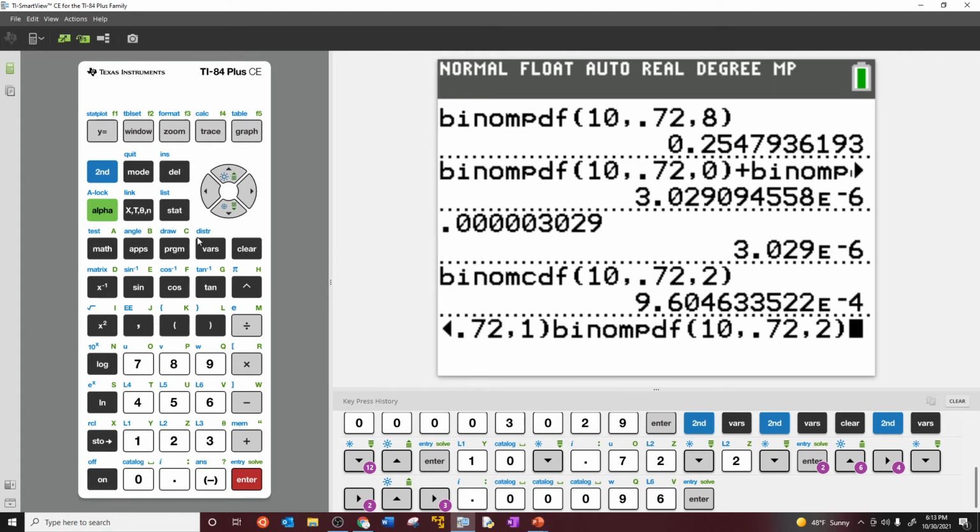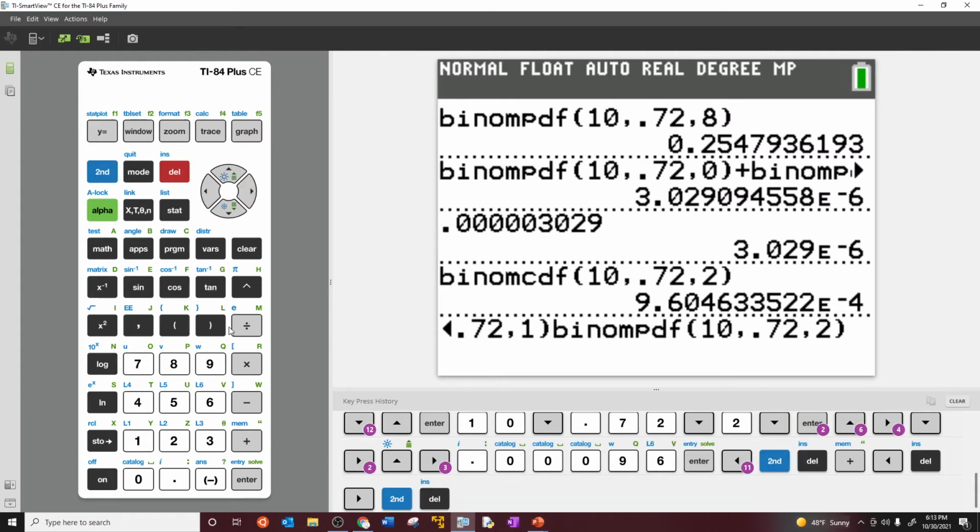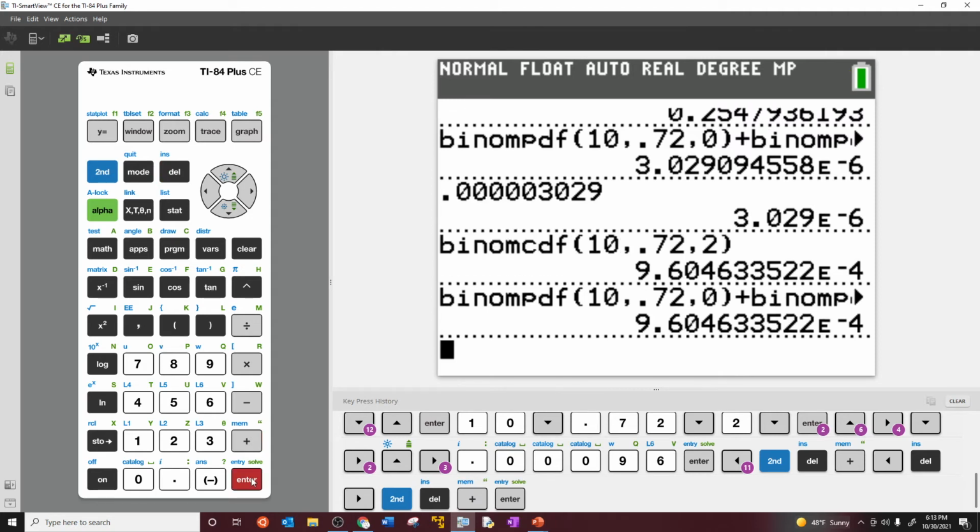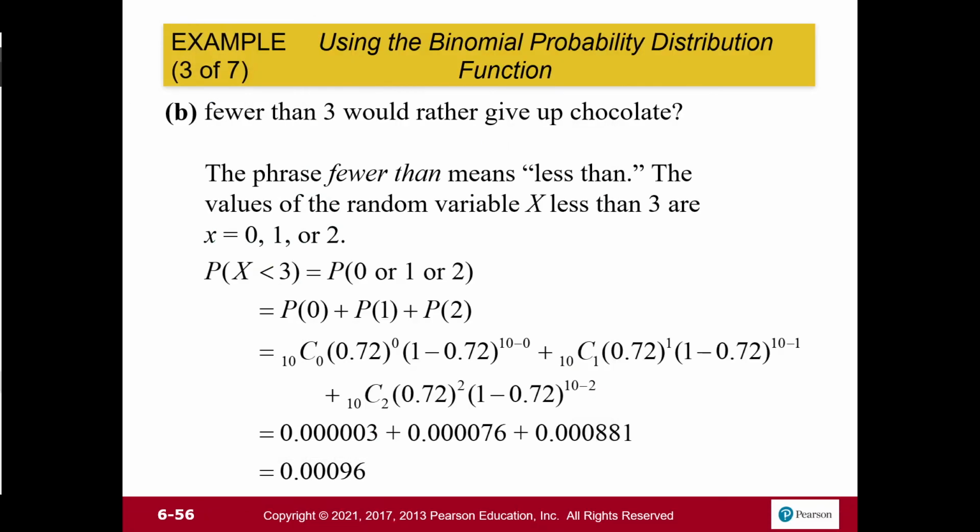Oh yeah, we didn't add it. We missed the plus symbol. We have to insert a plus symbol, and then we would have been okay. All right, it works. Let's move on.